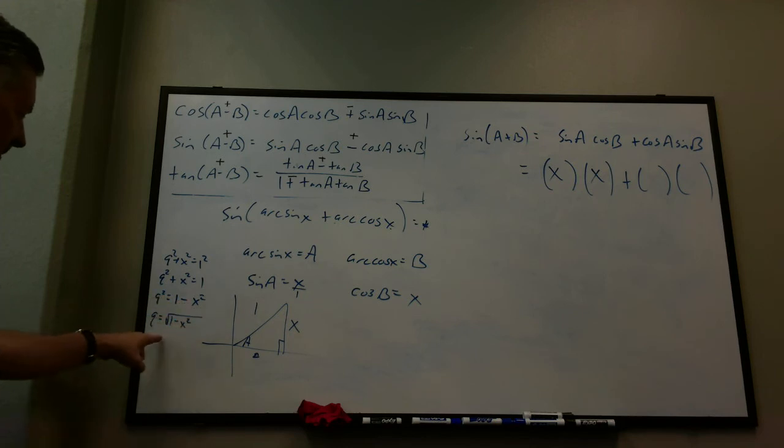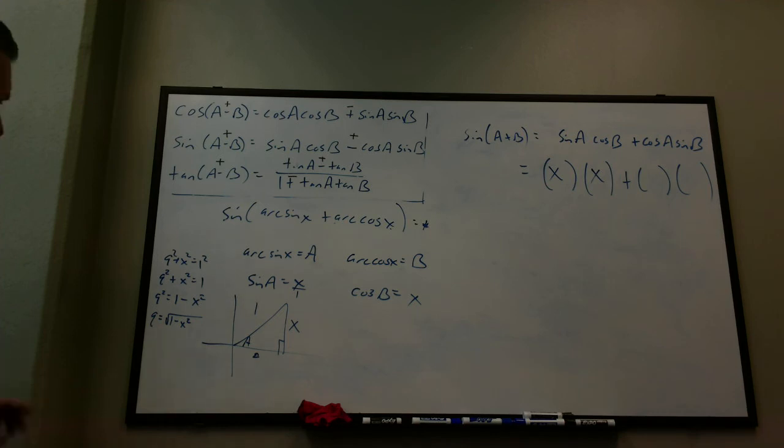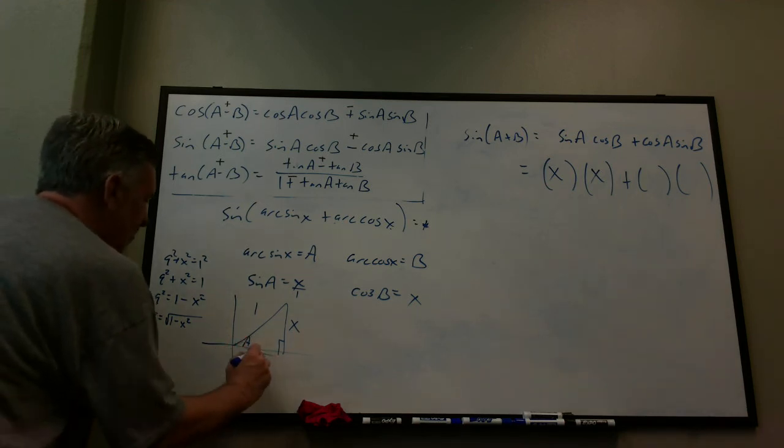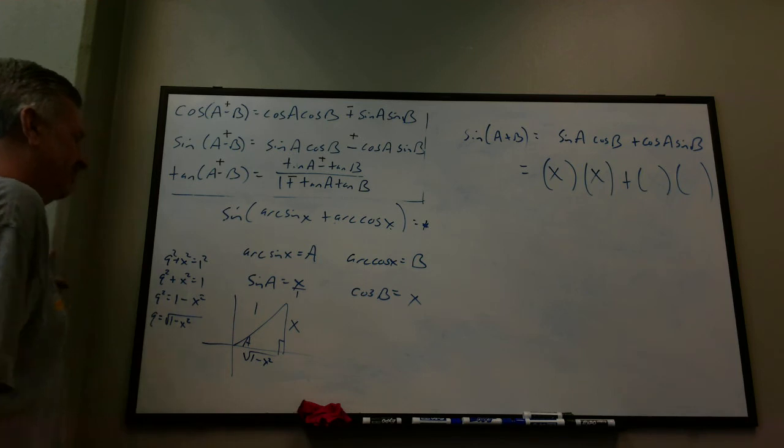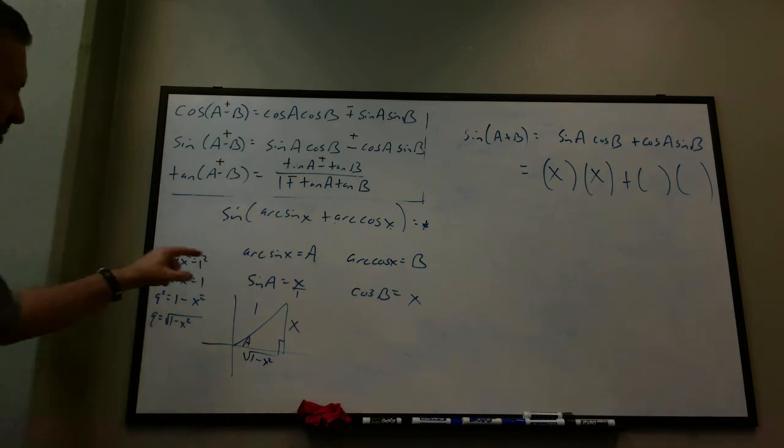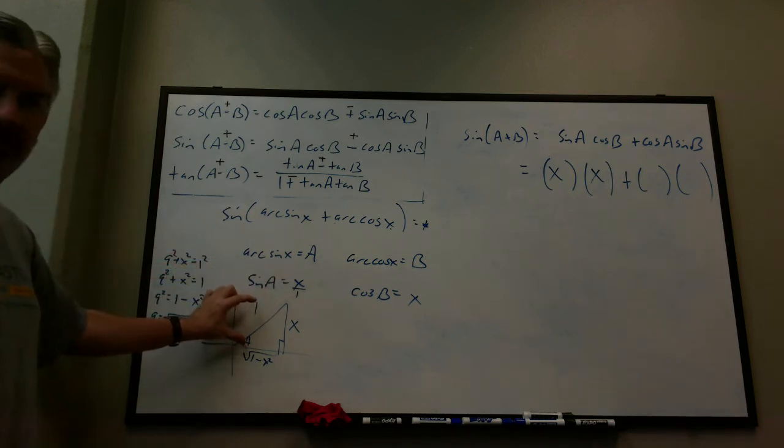You can't take the square root of 1 and the square root of x squared and say that's 1 minus x. The roots don't work that way. You can't take the square root over subtraction like that. Okay, so this side is the square root of 1 minus x squared. Now I'm assuming x is positive. That's why I drew this in the first quadrant.